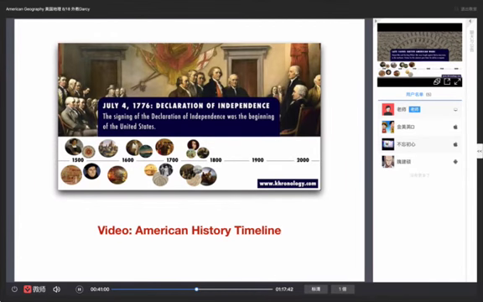This is a period of war with the First Nations people, the Native Americans. So the settlers are beginning to rebel against the colonial government.